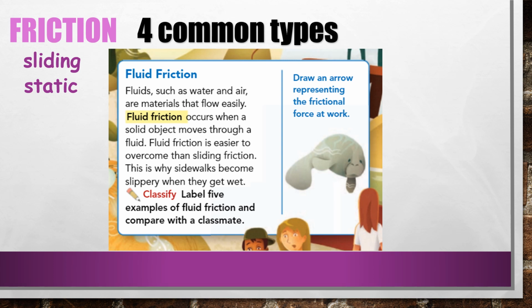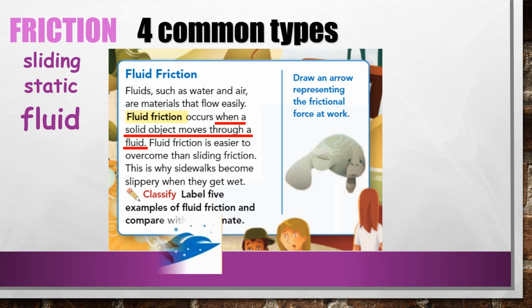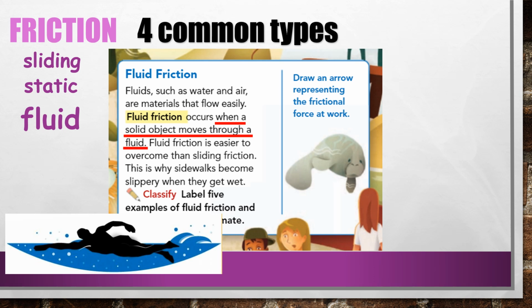All right, so sliding slides, static stays, and fluid friction. When we talk about fluid friction, we have to think about fluids, but not just water, which is what often happens, right? When we talk about fluids in science, there's a large variety of them. But as something goes through a fluid, like swimming, then that's going to be fluid friction. We're trying to propel ourselves forward with motion, and the water is causing friction on our body.